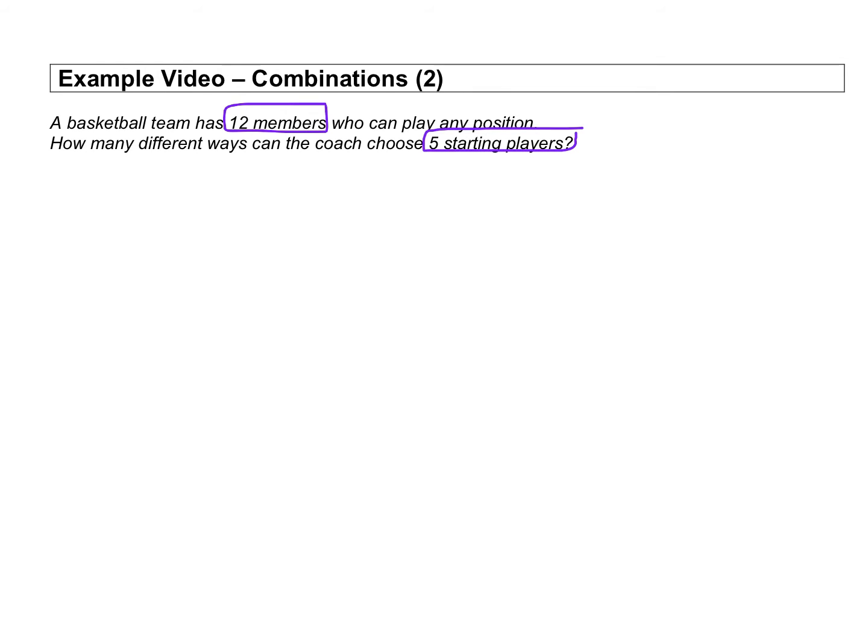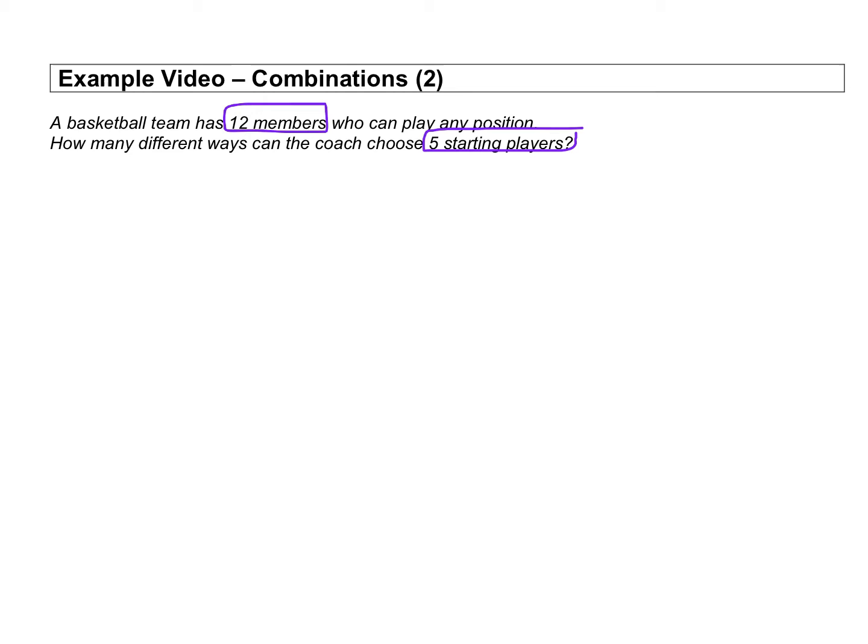Does order matter? Now, if you notice, we didn't assign positions to the 5 starting players, just who your 5 starters are. You pick 5 people, you pick the same 5 people in a different order. Is that considered a different group of starters? No, it's not. So this is a combination because the order does not matter.